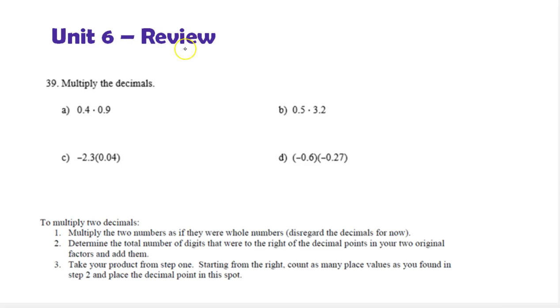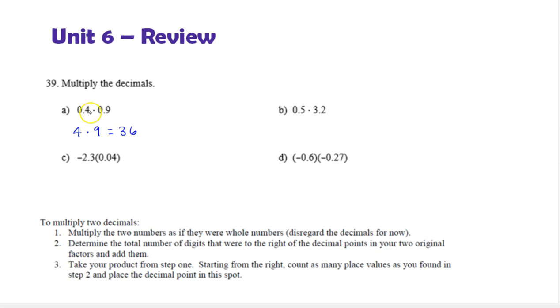Unit 6 Review Question 39. Multiply the decimals. The procedure we're going to use is outlined here. We're not going to read through it, but you have it there for your reference. We're going to go through this process as we go. So first, look at the factors as if they had no decimals, meaning here we'd multiply 4 times 9. Our result is 36.